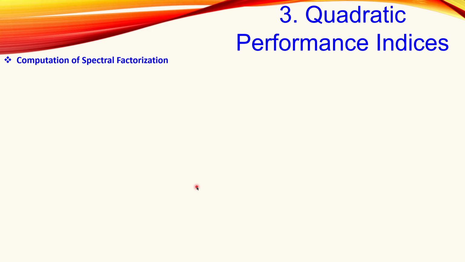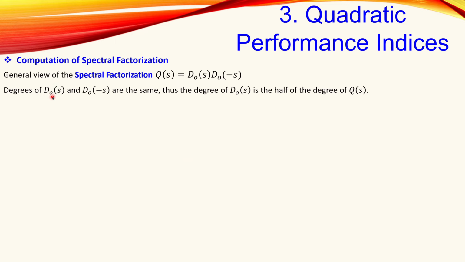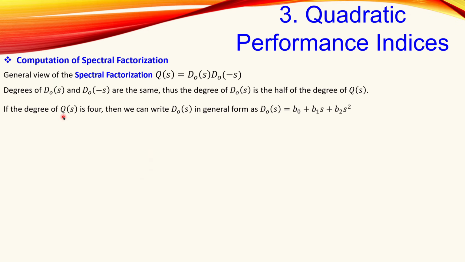Okay, let's move on and see more of that in a general view. So if I now have this Q given by these products, the Hurwitz polynomial and also its minus s version. Now the degrees of this Hurwitz polynomial D0(s) and also D0(minus s) are the same. So the degree of D0(s) is half of the degree of that Q, which we get from the spectral factorization. So if the degree of Q is 4, just as an example, then the degree of D0, so the Hurwitz polynomial, must be 2.